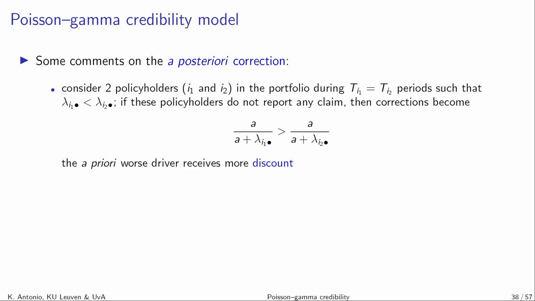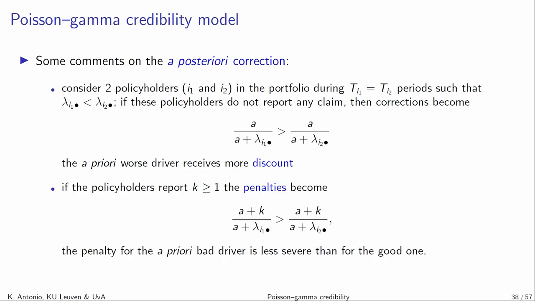So we see that the a priori worst driver, the one with profile I2, will get more discount, because we multiply his a priori tariff with 90%, which is a larger discount than the 95%. So why would that be? Bruno? Yeah, so we made a bigger mistake a priori for driver I2 compared to I1. With driver I1, we already assessed him or her closer to their actual riskiness. So in order to restore this actuarial fairness, we need to give a bigger discount to the a priori worst driver, because there we were making the largest mistake in the a priori tariff. So that's a bit of intuition I want to give.